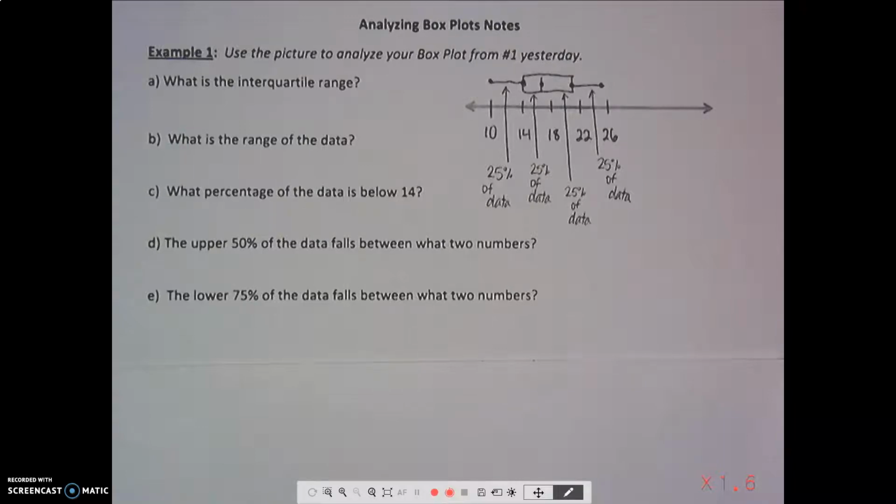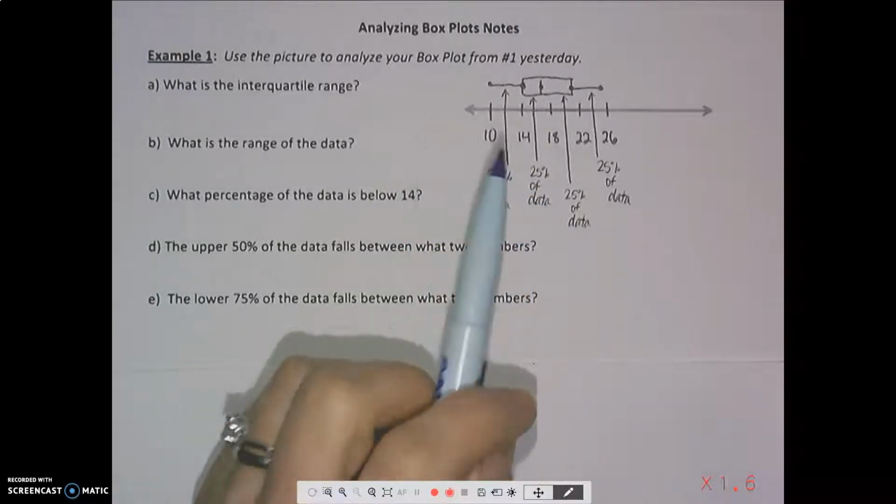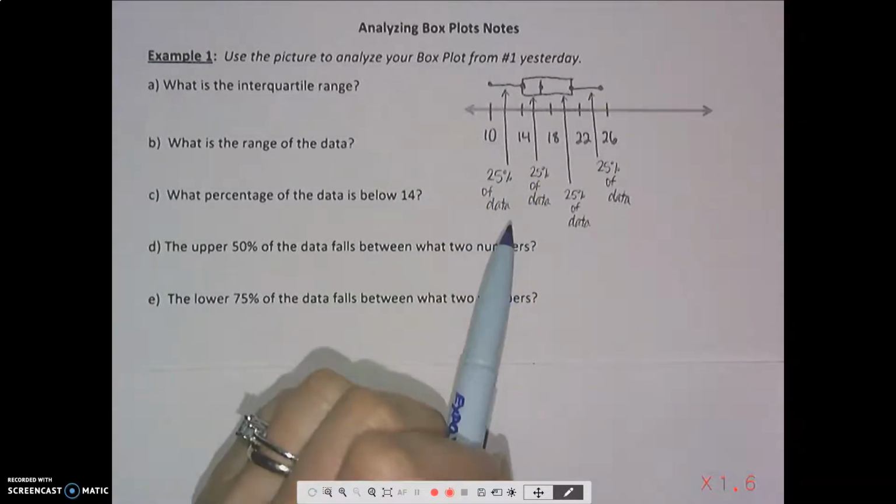Today we're going to be talking about analyzing box plots. And so here's what a box plot looks like. Okay, this is actually the box plot from number one from yesterday.